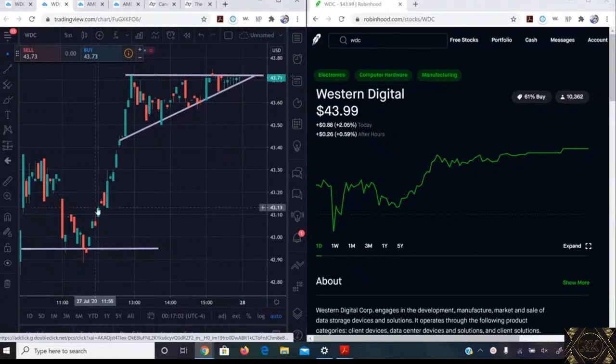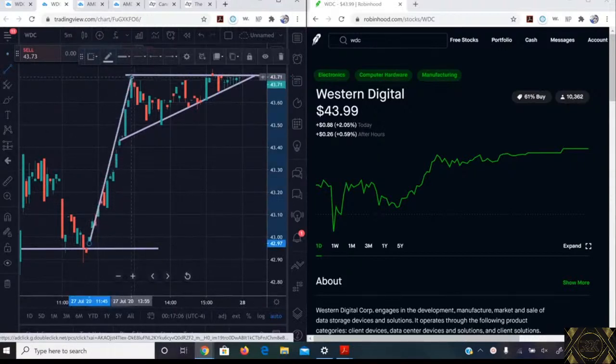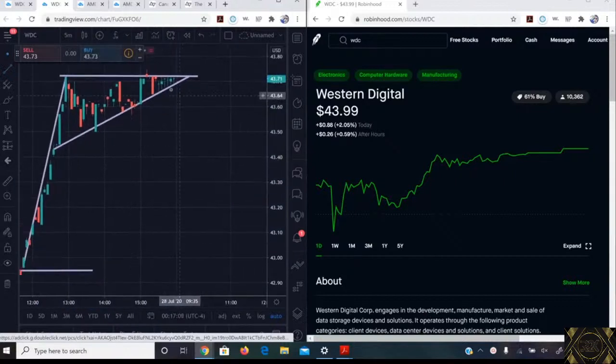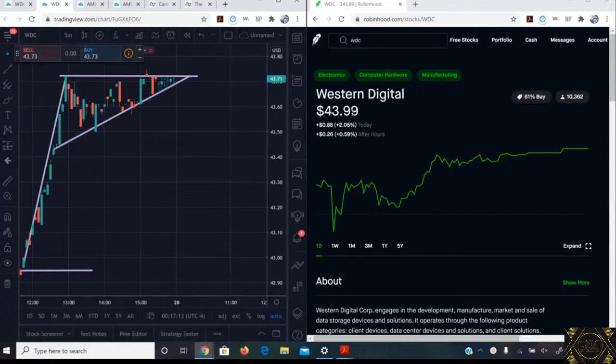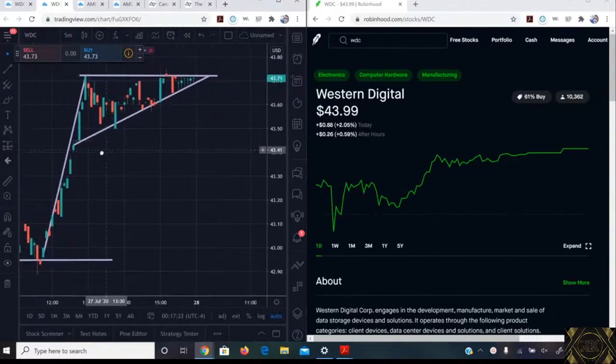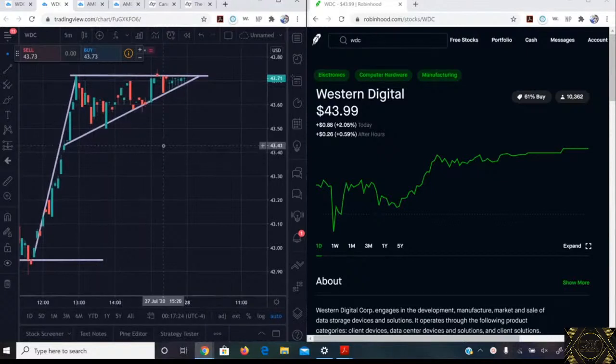How does this help? We're looking at a bull flag right here, or a bullish pennant, whatever you want to call it. If you had gone in on calls at the end of the day, you would have been up already. The stock is at 43.99, and we closed at about 43.72 today. So this was a major sign you could have used, and this is a perfect example of a bull flag on a 5-minute chart, especially on Western Digital.